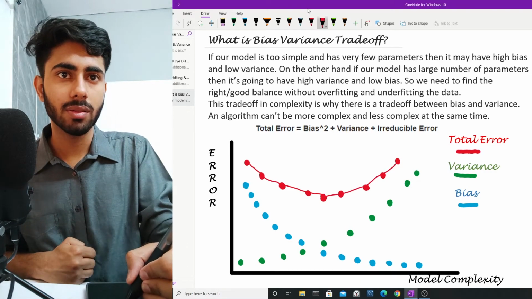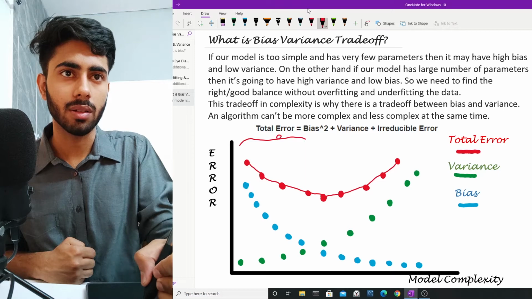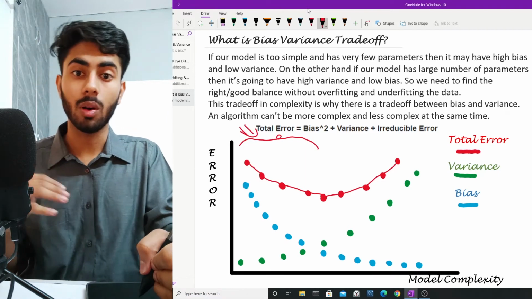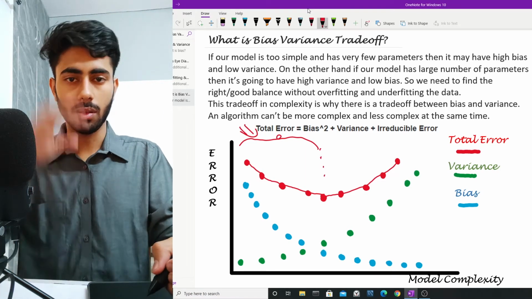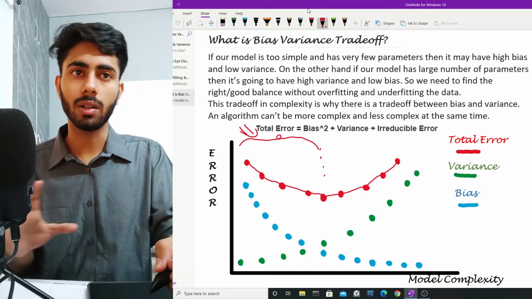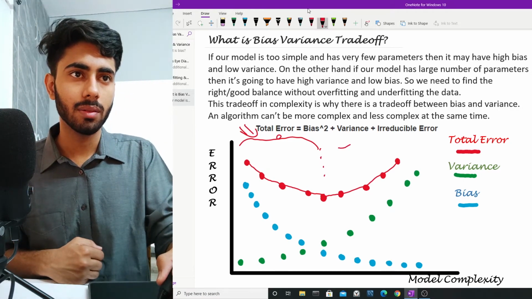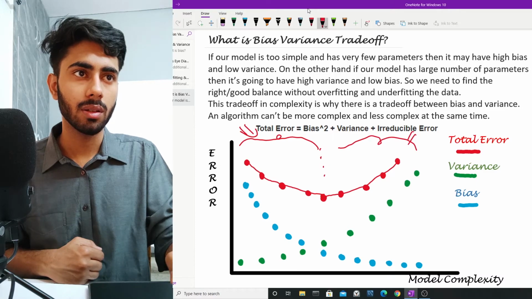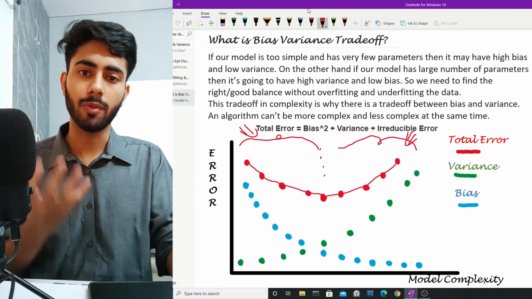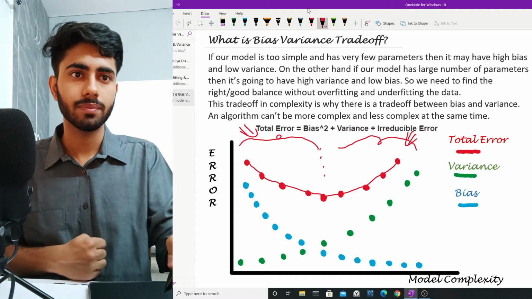Here the first section, like this section, represents the condition of underfitting. So this whole left hand side represents the underfitting condition, and this condition represents the overfitting condition, this right hand side.